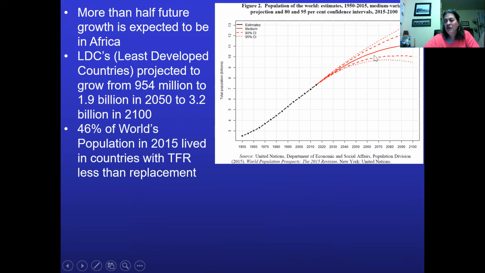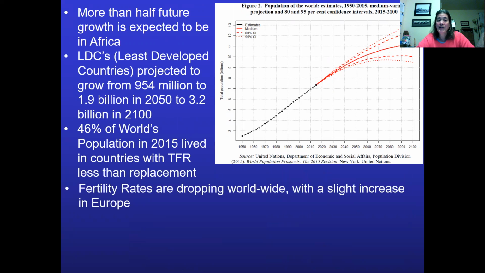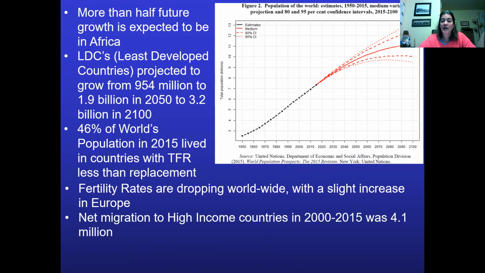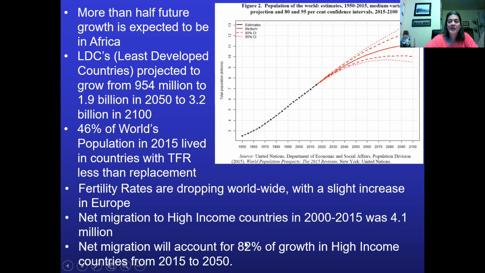These are showing different projections for population growth. Usually we go with the middle model as the one we think is best. And just a few more statistics: 40% of the world's population lived in countries with a total fertility rate of less than replacement, and rates are dropping worldwide with a slight increase in Europe. The net migration rate to high income countries was 4.1 million. Because most of these developed high income countries are not really growing on their own anymore, they think migration is going to account for 82% of the growth in these high income countries between 2015 and 2050. All right, so that's the end of the lecture.